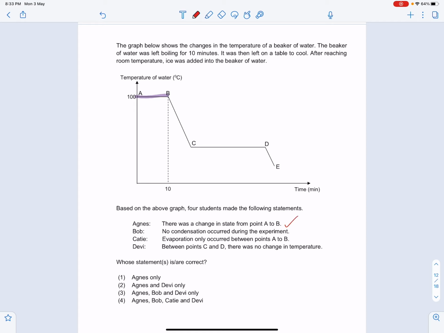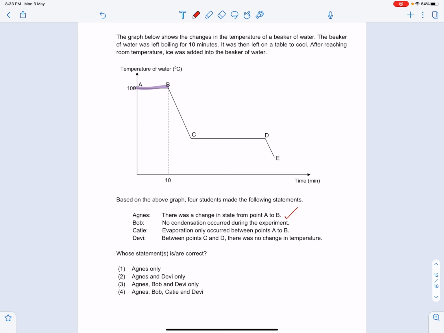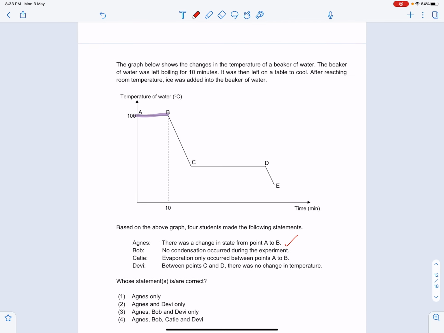Bob: no condensation occurred during the experiment. Based on this, we're unable to tell, so I'm not going to say yes or no. Definitely there must be some condensation, because water vapor, as long as it's above the melting point, is actually evaporating. When it evaporates, water vapor will touch a cooler surface, and then eventually it will condense, but somewhere else. But it is not reflected in this graph over here, so you cannot say that. So I'm going to cross out Bob.